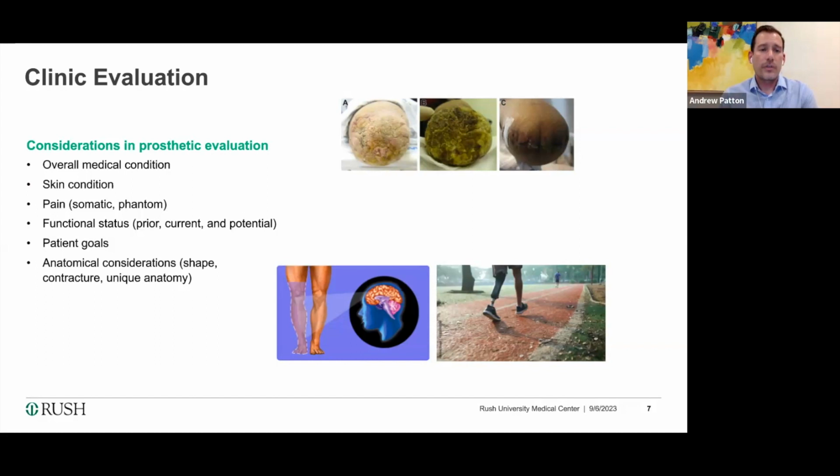So first of all, thinking about their overall medical condition, we're going to talk about skin condition. We're going to talk about pain, both somatic and phantom pain, obviously very important in amputees. Then functional status, which includes their prior function before amputation, what they're currently at now, and what they want to get to, or what their potential might be. Their goals, so the patient and their family's goals with this prosthesis or potential prosthesis, and then anatomical considerations like the shape, any contractures that are present, or unique anatomy.